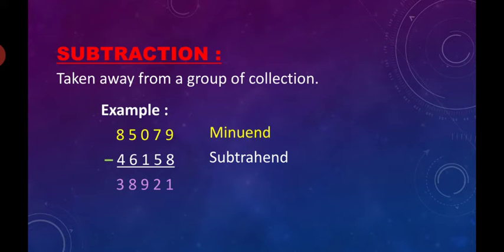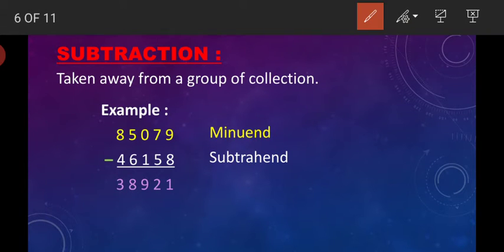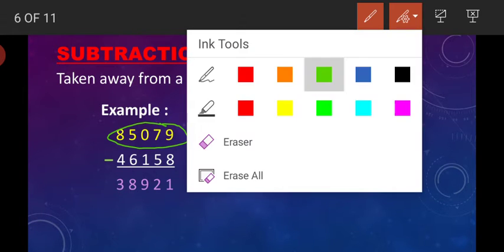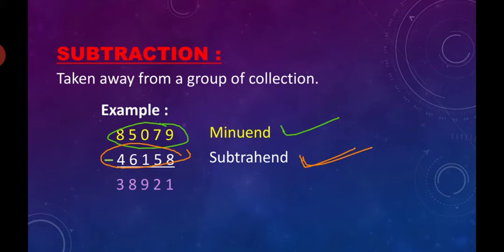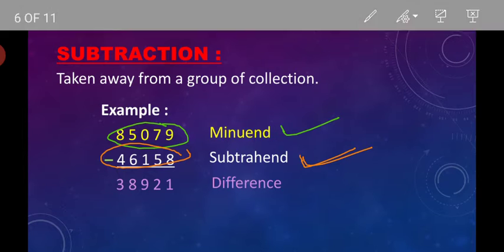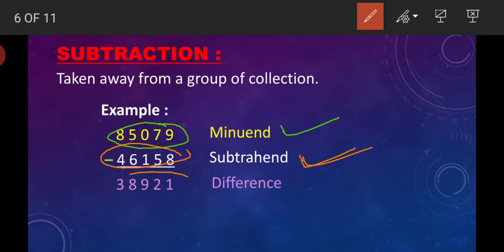The largest number, the bigger number, is known as the minuend, from which we subtract another number. Then the other number, the smaller number which we subtracted, is known as the subtrahend, and we get a result. That result is known as the difference.